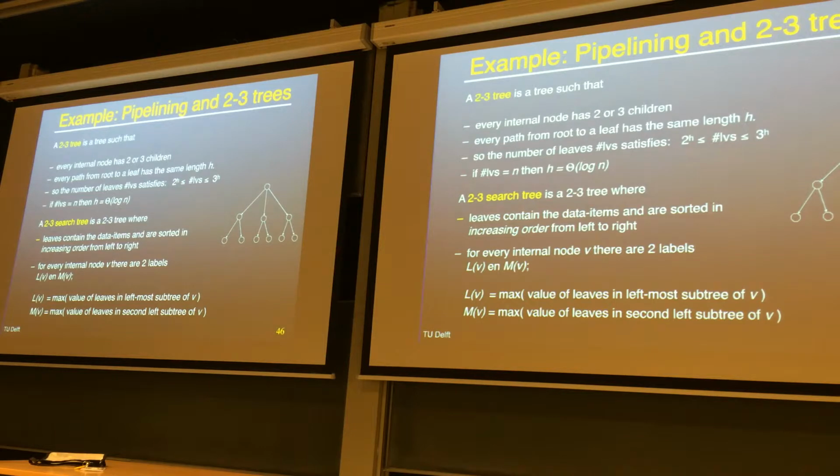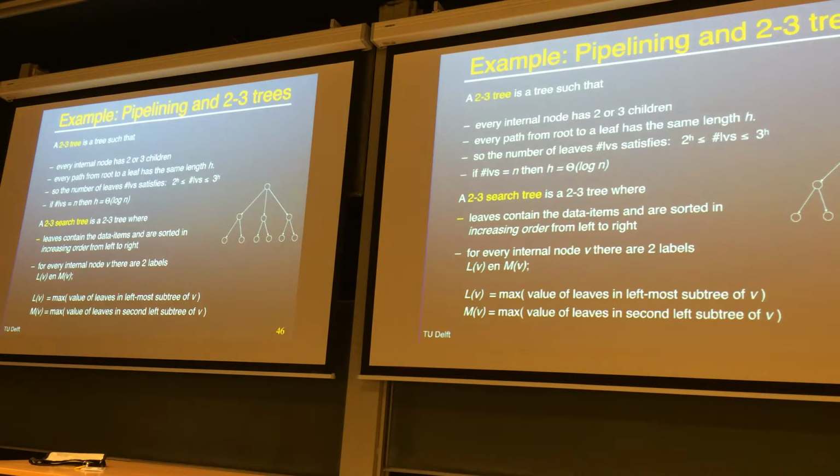If you have to search for an element in such a 2-3 tree, then you use the labels for the internal nodes of such a tree. For every such internal node, we use two labels, called L(V) for left of V and M(V) for middle of V. L(V) gives you the maximum of the value of the leaves in the leftmost subtree of V, and M(V) gives you the maximum of the value of the leaves in the second subtree from the left. So if you have 3, it is the middle tree.